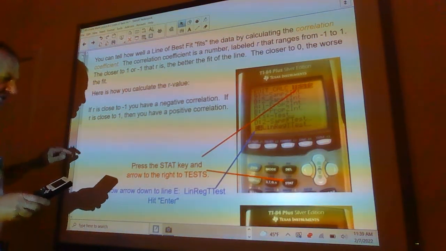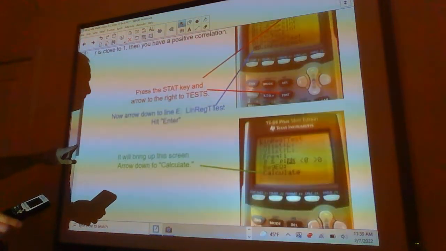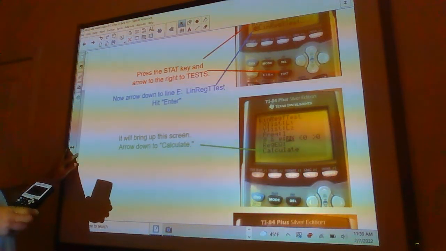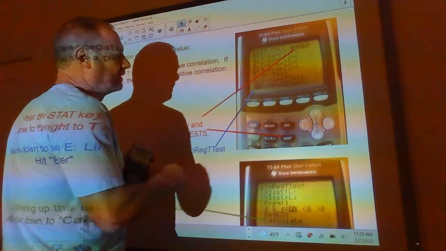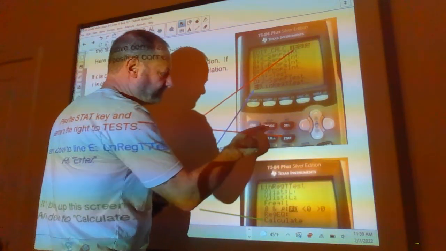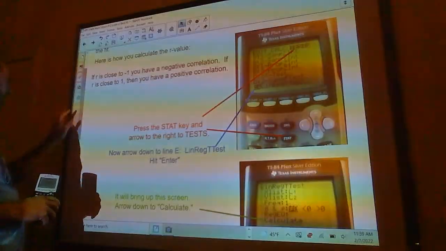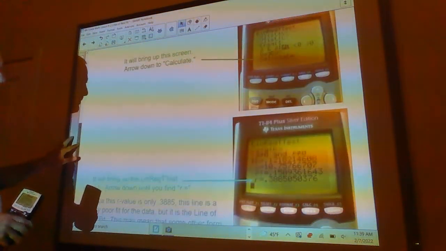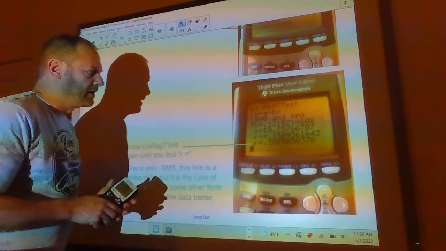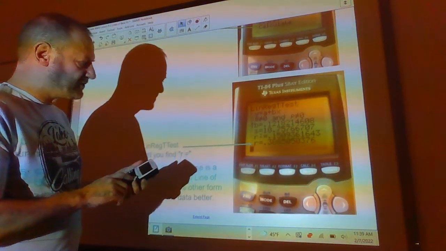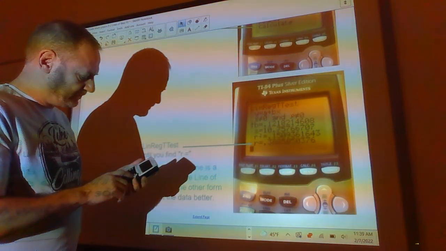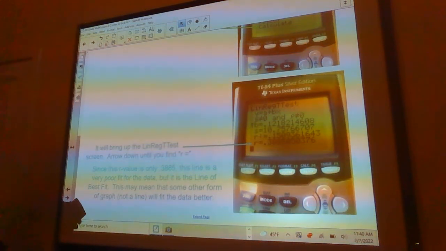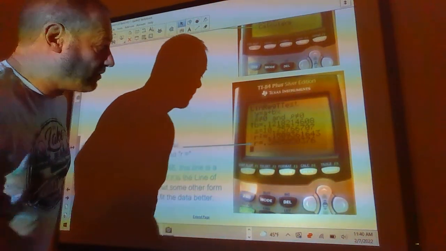It's going to give you a bunch of stuff on your screen right here. I'm not sure, it's supposed to be a different version of the TI-84 that it was E, but it should be F. You hit the F, and it gives you this screen right here, where you arrow down to calculate and hit calculate. Then it will bring you this screen. And what you want to do is arrow down until you see r equals. Now this r equals 0.3885. That's your correlation coefficient, r.